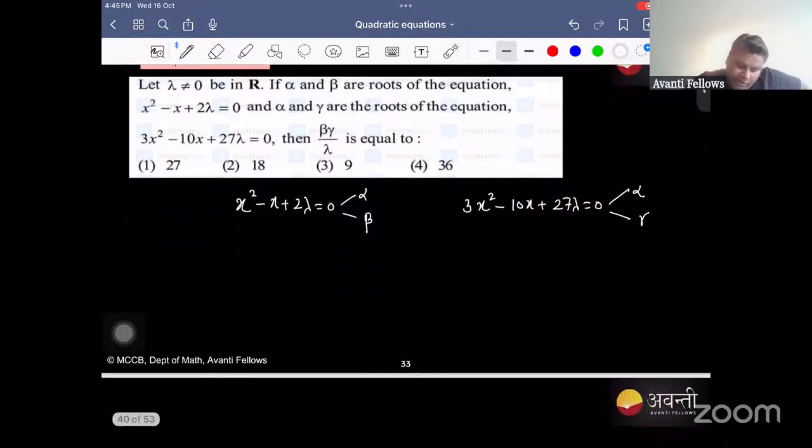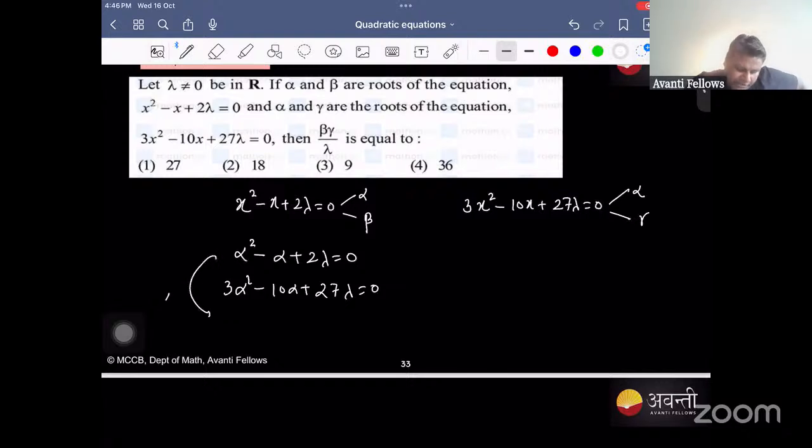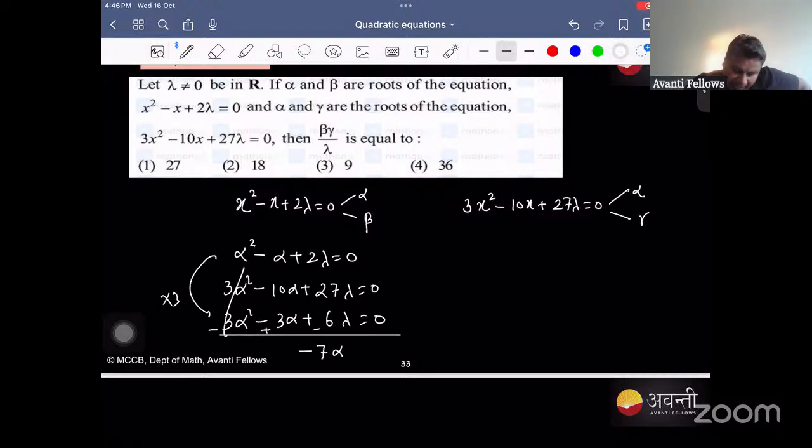If alpha is a common root, it will satisfy both the equations. So alpha² − alpha + 2λ = 0. Another equation is 3alpha² − 10alpha + 27λ = 0. Multiply the first equation by 3, you get 3alpha² − 3alpha + 6λ = 0. Now you subtract both of them. So I get −7alpha + 21λ = 0. So alpha is what? 3λ.